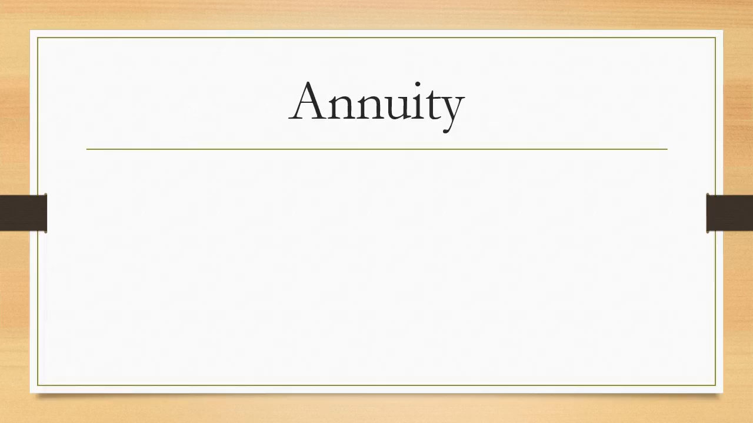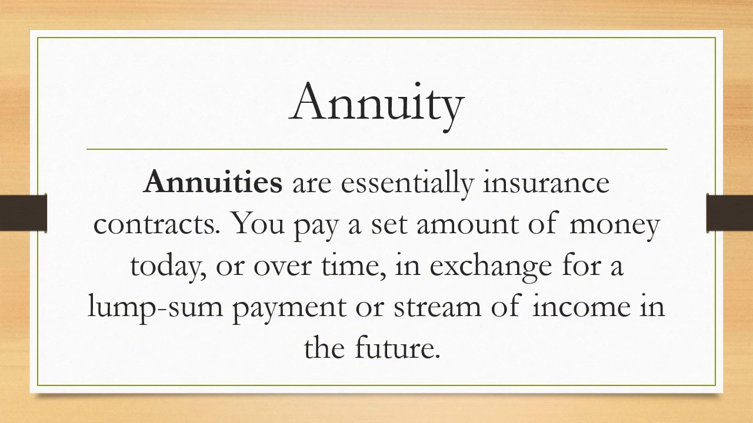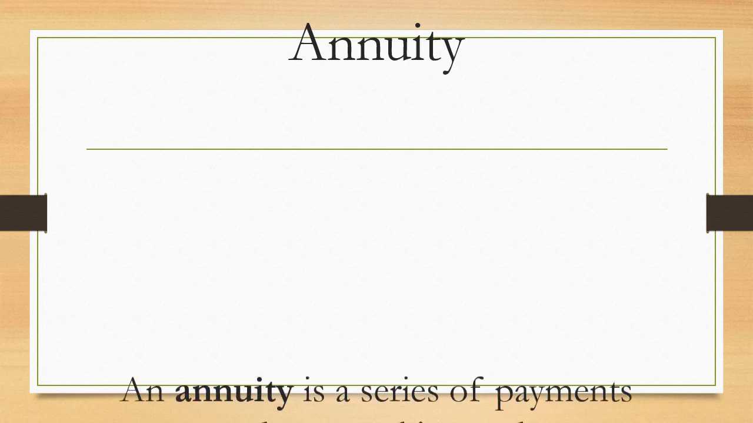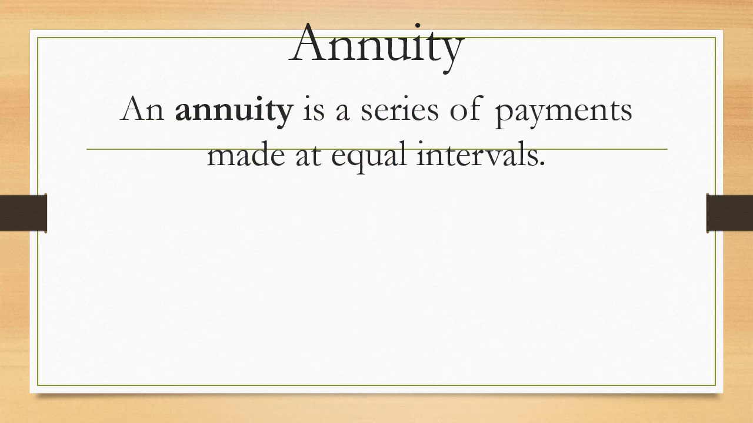So by definition guys, annuities are essentially insurance contracts. You pay the annuity, an amount set for today or over time, in exchange for a lump sum payment or stream of income in the future. So virtually they are investments or insurance po. But we can simply define an annuity as a series of payments made at equal intervals.